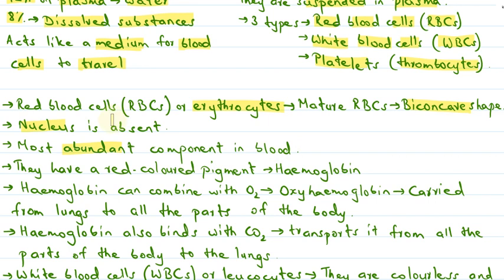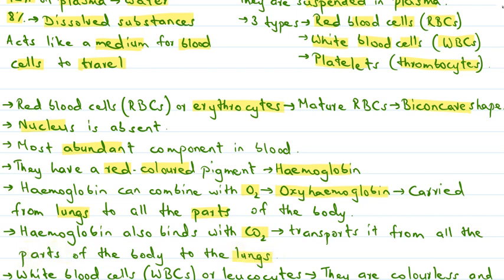Then these RBCs have a red colored iron containing pigment which is called hemoglobin, and this hemoglobin can combine with oxygen, and upon this combining it can form a complex called oxyhemoglobin complex, and this helps in carrying of oxygen from the lungs to all other parts of the body. Then the hemoglobin can also bind with carbon dioxide and it helps in the transport of it from all other parts of the body to the lungs.